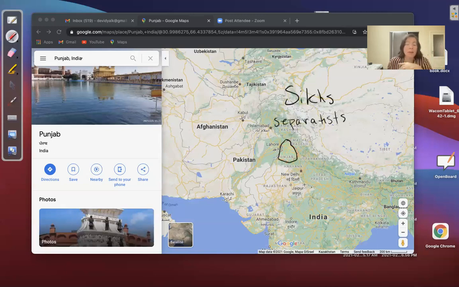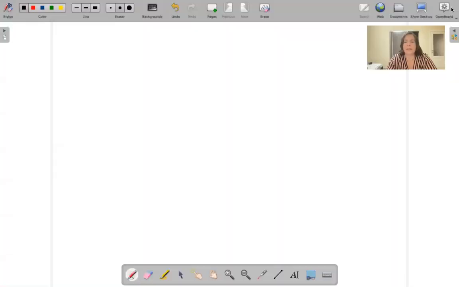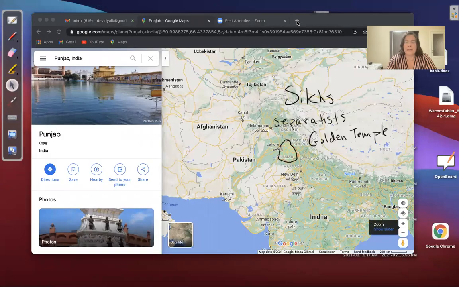Well, India would not have it. At one point, Sikhs took over the Golden Temple. This was their largest religious place, the Golden Temple. And Sikhs, I can show it to you. Let me show it to you. I go back. Okay. Golden Temple.